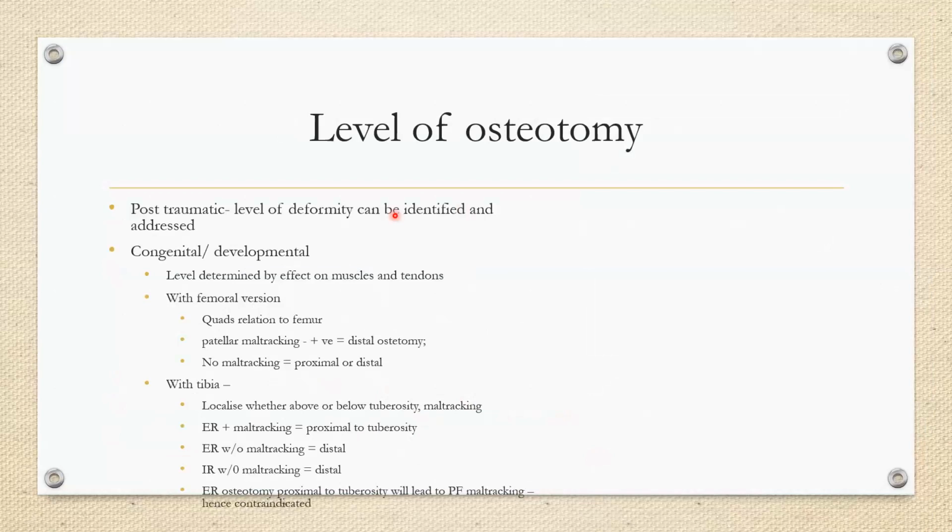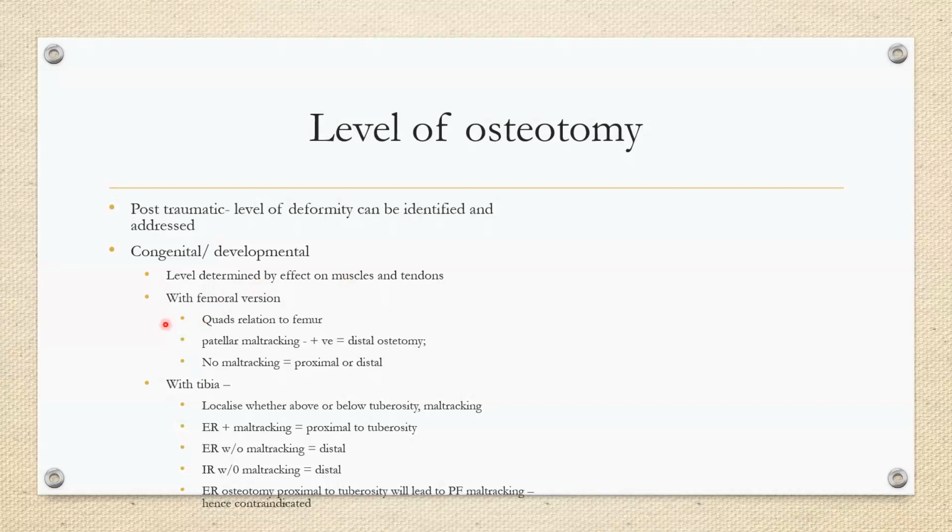So, just a few points regarding how to decide on the level of osteotomy. Post-traumatic, as you know, is simple. At the direct site, we know the level of the deformity and hence it can be addressed then and there. However, with respect to congenital and developmental factors, certain other factors should be considered. For example, an important factor to keep in mind is the effect the muscles and tendons crossing the joint will have following the correction of the deformity.